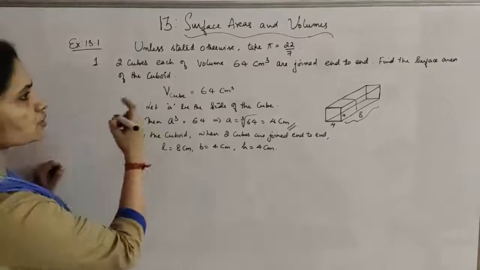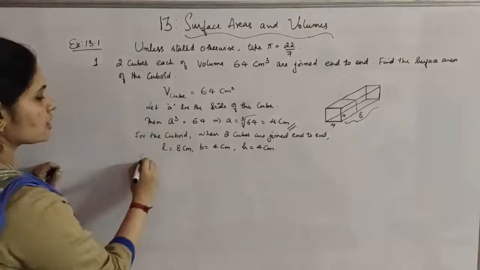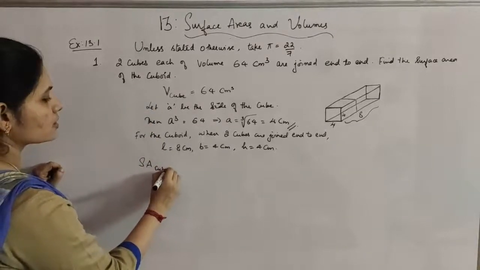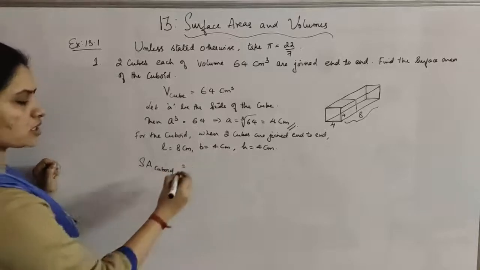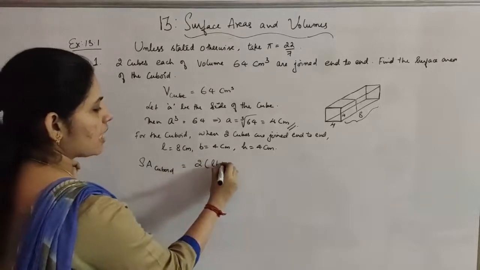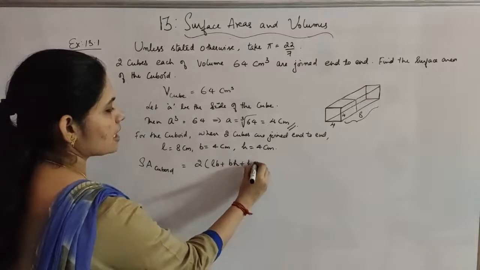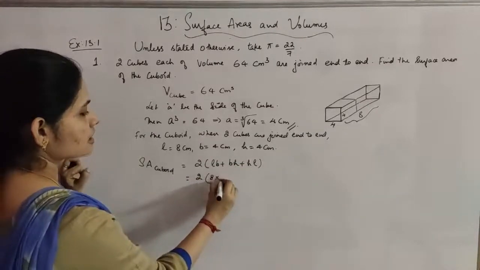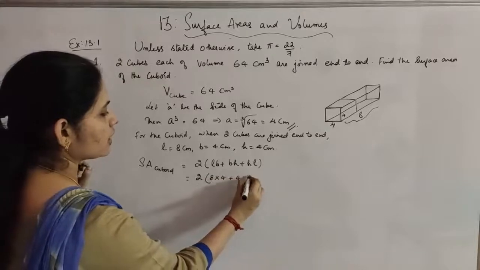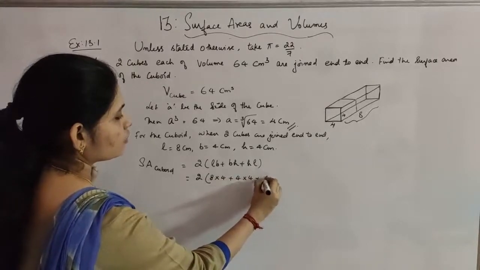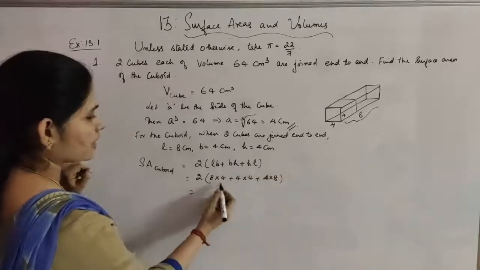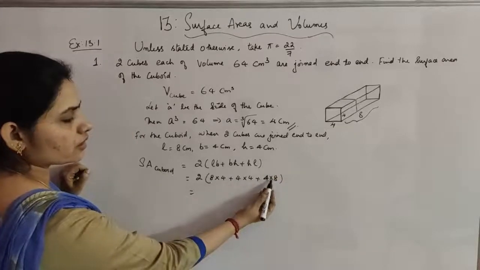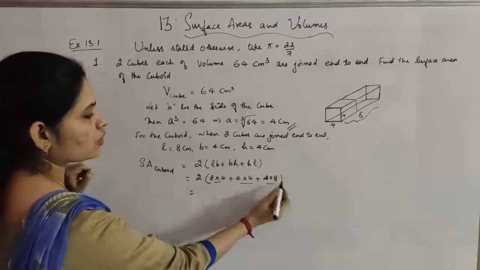Now what you need to find out? Surface area of the cuboid. What is the formula? 2 into lb plus bh plus hl. Replace the values. l is 8 into 4 plus 4 into 4 plus 4 into 8. You have 4 into 4 in each of the terms, common you can take out.